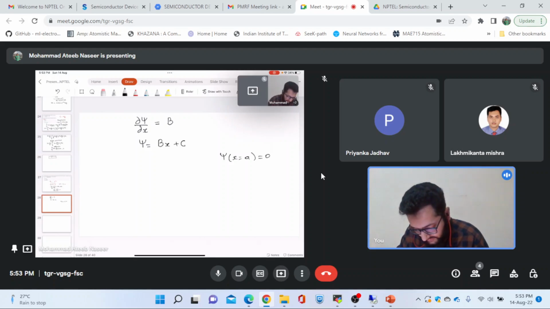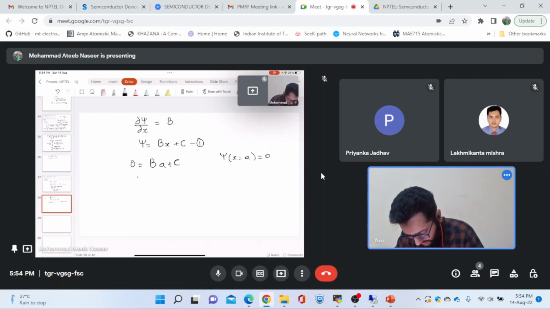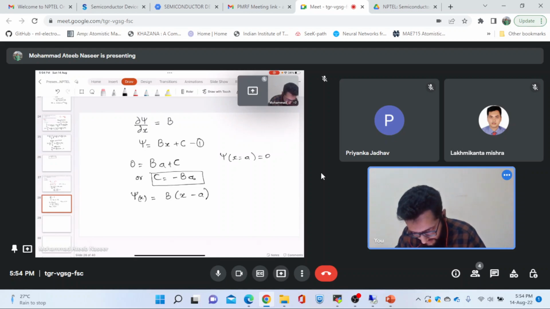So we can use this boundary condition and put it in equation number 1. It will give us 0 equal to b times a plus c, or we can get c equal to minus b a. So this is simple. The function psi in the interval of x will be given by b times x minus a, if x is less than a but greater than 0.